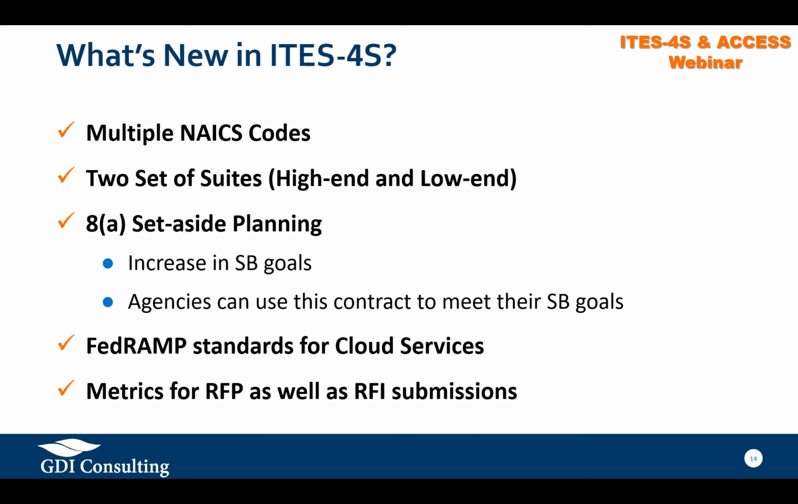Now, what's new in ITES-4S? They're going to use multiple NAICS codes. There are two sets of suites, high-end and low-end, in terms of the scope of what is to be performed. 8A set-aside planning, so they're going to increase the small business goals, and agencies that are going to use ITES-4S can use this vehicle to meet their small business goals. So essentially, ITES-4S is going to be much more friendly towards small businesses, including 8A set-asides, providing that.